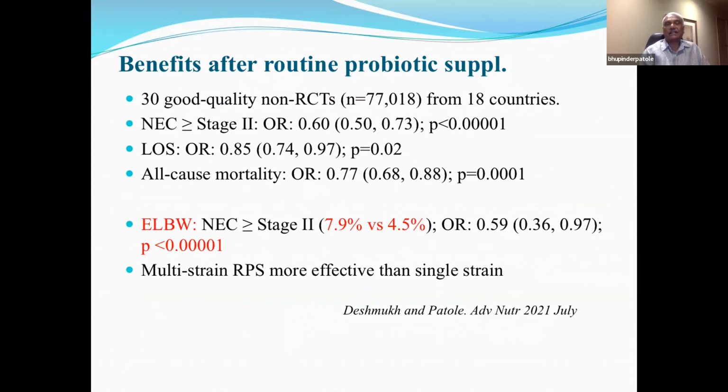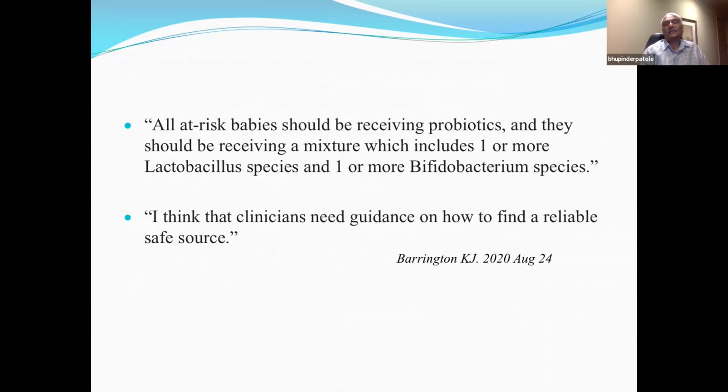Importantly, this is the data that shows nearly 4,900 babies less than a kilo with a significant, nearly 50% reduction in NEC. So that means the argument that there's not enough data in babies less than a kilo is not valid anymore. You can look at the p-values. It corresponds to exactly what the p-value is in RCTs and even in bigger babies more than a kilo. It confirmed the suggestion that multi-strain probiotics are probably better than single strain. So this was the argument nearly 3 years ago, that all at-risk babies should be receiving probiotics, probably a mixture.